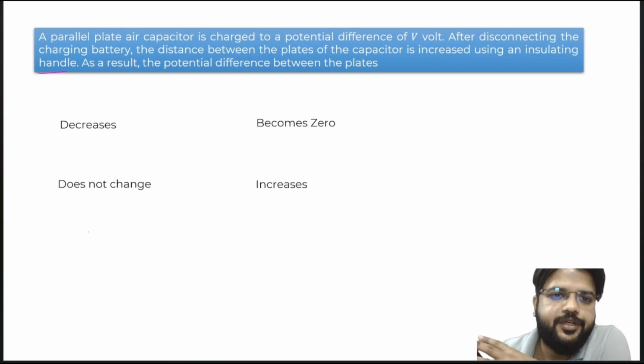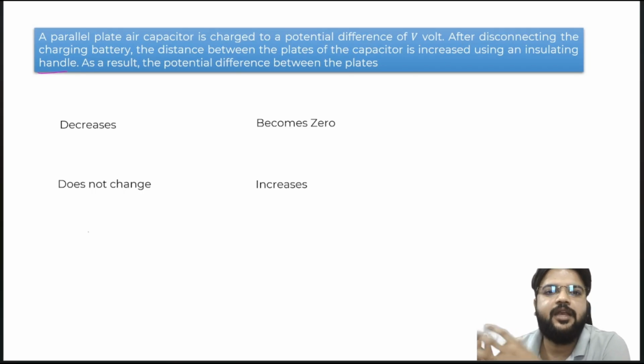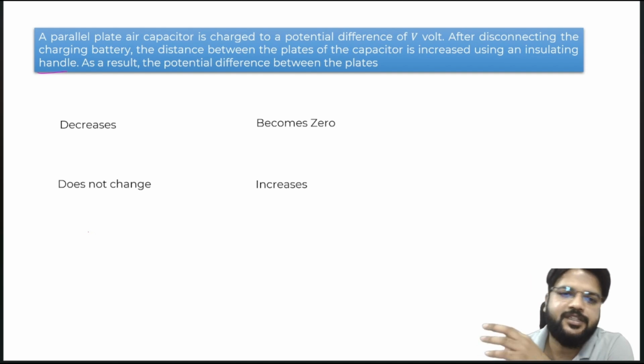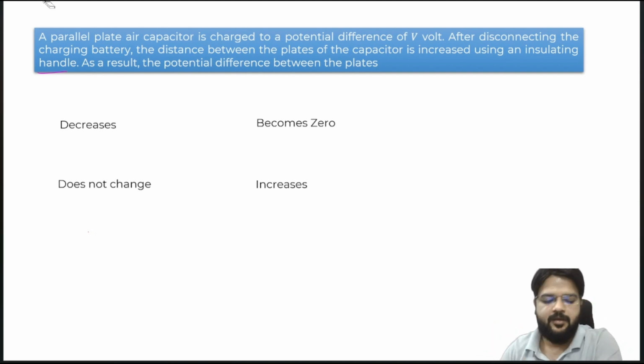Let's see one question. On the basis of this concept, a parallel plate air capacitor is charged to a potential difference of V volt. After disconnecting the charging battery, the distance between the plates of the capacitor is increased using an insulating handle. As a result, the potential difference between the plates: decreases, becomes zero, does not change, increases. So which one is correct? Let's see how we can do this question, everyone.